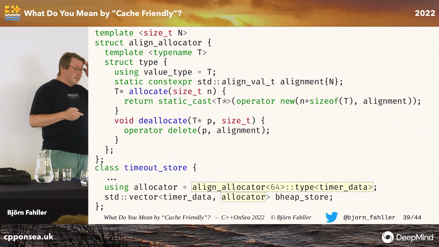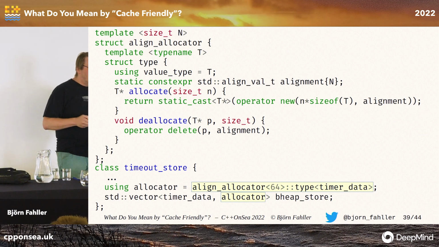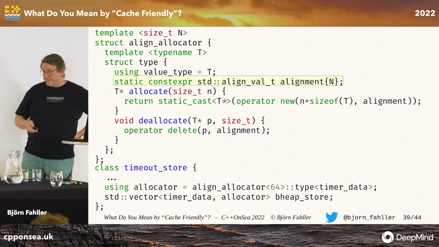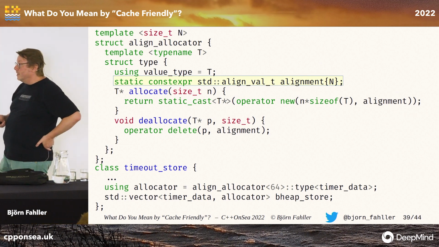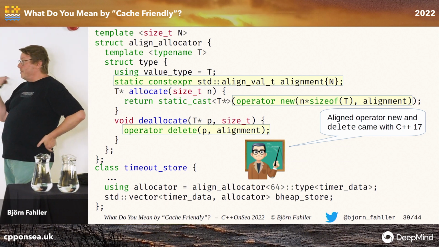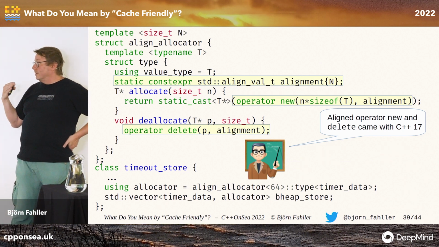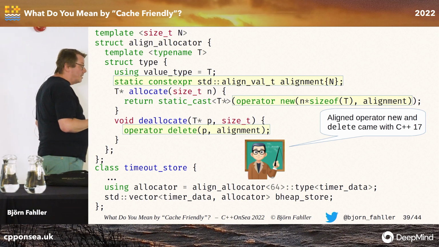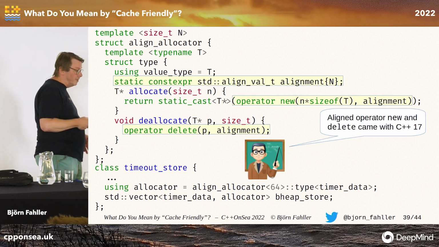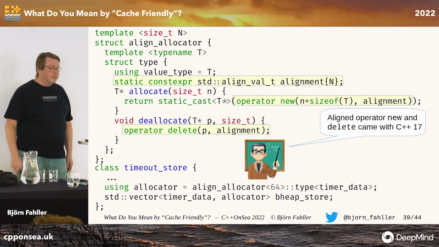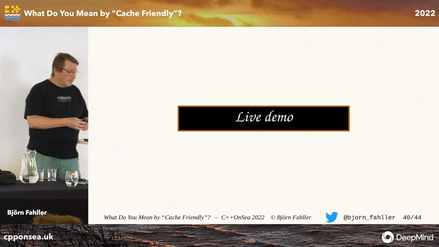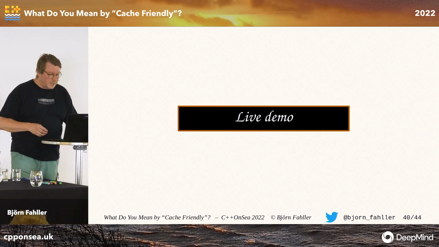And this is actually quite simple to write. So we get the alignment as the template parameter. And C++17 gave us aligned operator new and delete. And this is actually all that's required here to get an aligned allocator. So we can have a look at this code, see how it performs.